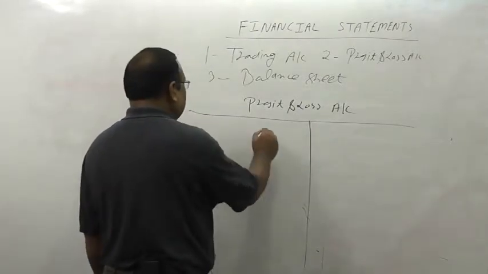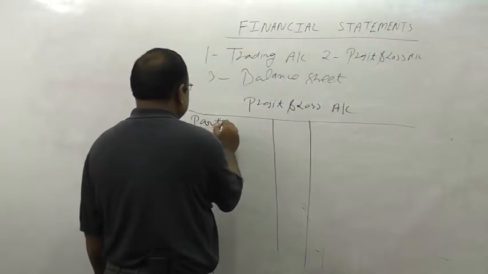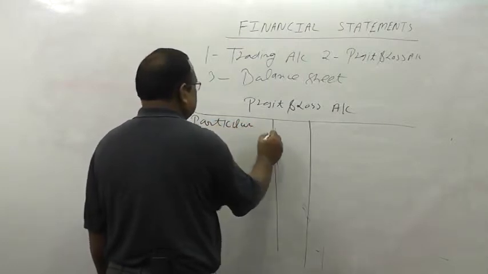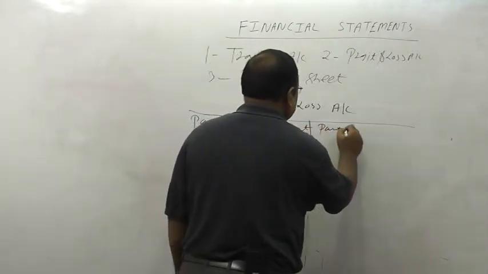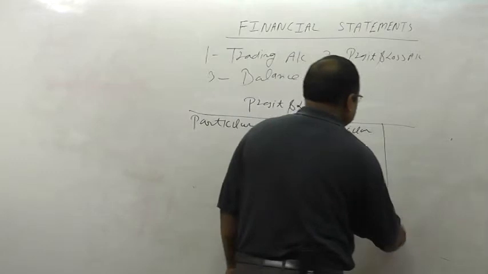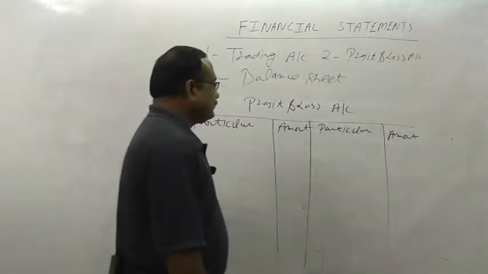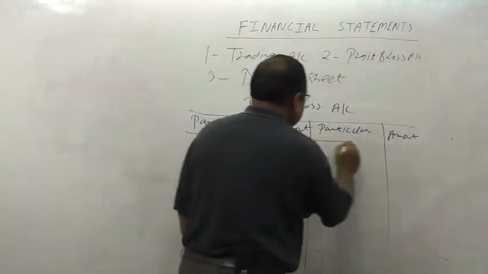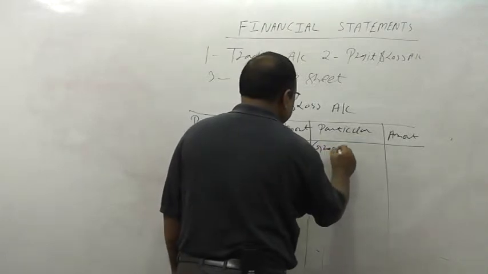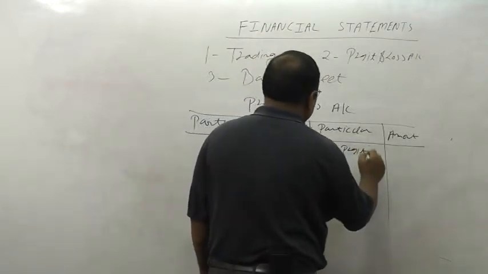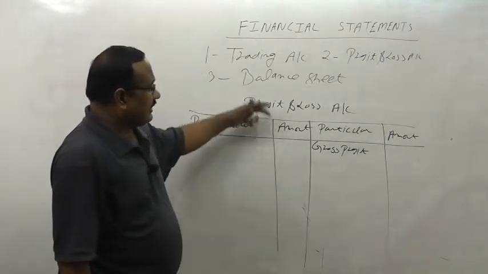Profit and loss account, the same particular amount. In this side, we take gross profit. Now what we do, now the format of this has been changed. It is along with the trading account.